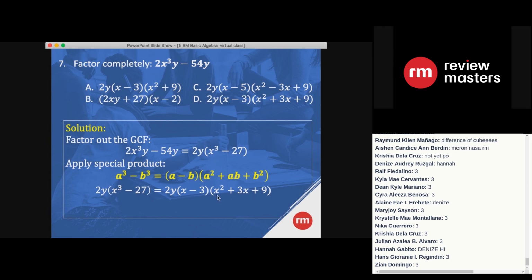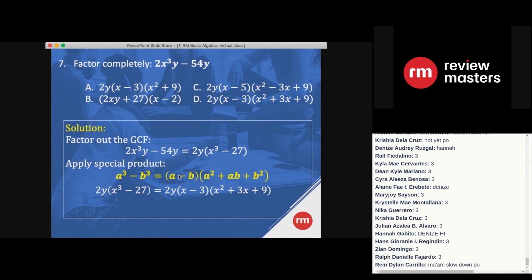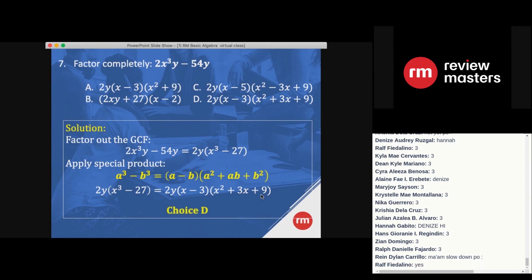Okay, are we done? Do you think that is the final answer? Can we still see something that we can factor out? Is there any? Okay, none, right? Meaning they are relatively prime already, or we can no longer factor them. Okay? So therefore, the correct answer is choice letter D.